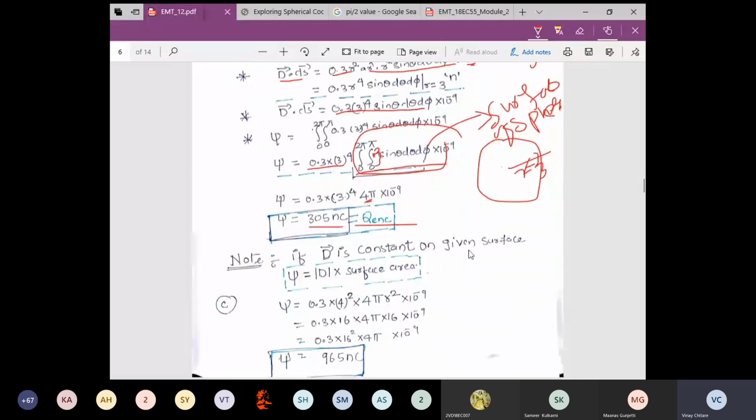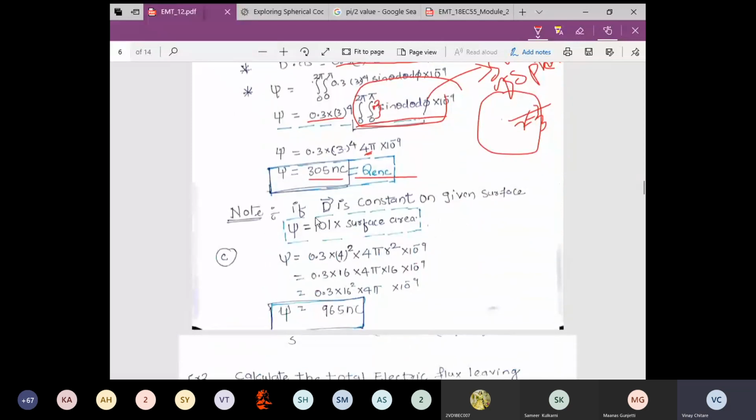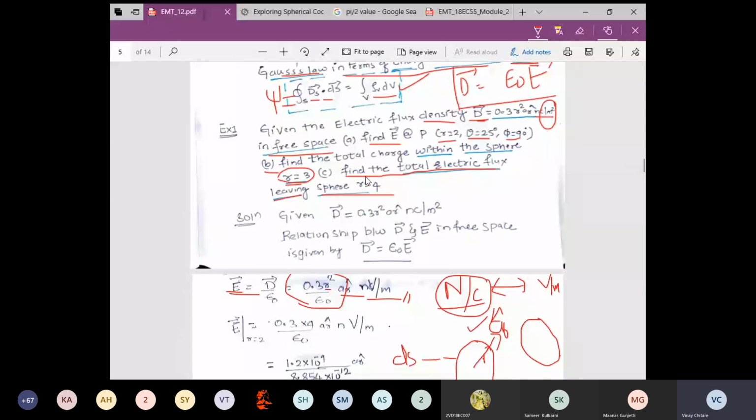That is what I said in the note. If D is constant on a given surface, we can say that the flux is the magnitude of D multiplied with the surface area. And the same thing we will apply for the C part. Now you can see what the C part is. In the B part we found the charge enclosed.